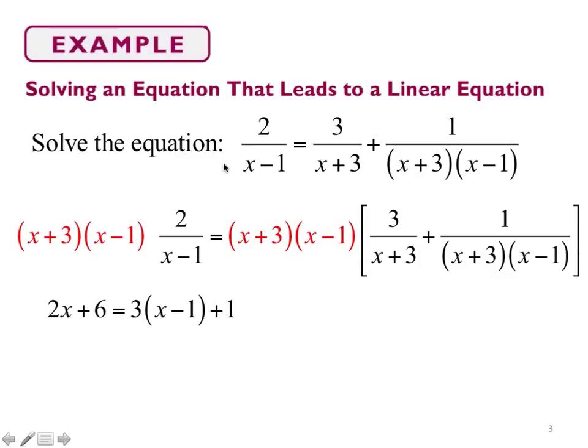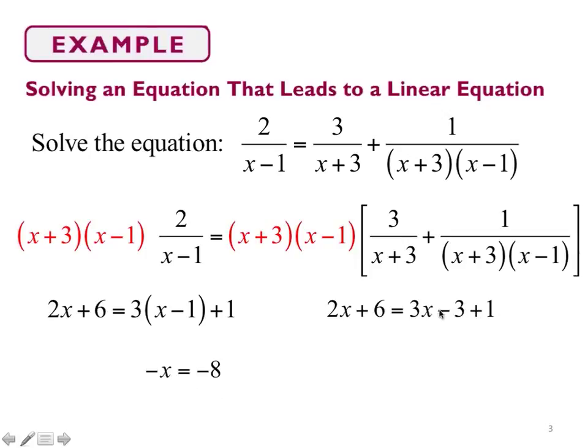So my suggestion to you is anytime you have an equation that has fractions in it, go ahead and multiply by the denominators, okay? Or you want to multiply by the thing that gets rid of all of the denominators, all right? And then do that to both sides, distribute, and simplify. So now we just have to distribute our 3. Okay, so we have 2x plus 6 equals 3x minus 3 plus 1.